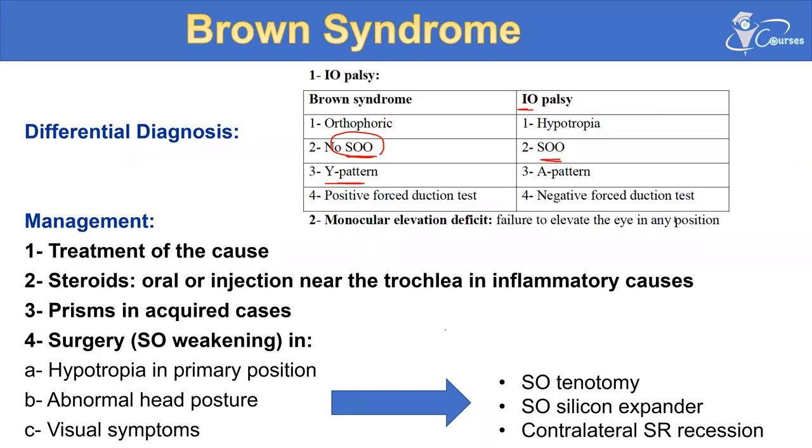Dr. Atif is saying, can Brown cause a V pattern? Unlikely. Only the V pattern occurs with the inferior oblique overaction, and there is limitation of elevation in adduction in Brown. So it will be the reverse. In those patients with the V pattern, there is marked elevation in adduction.